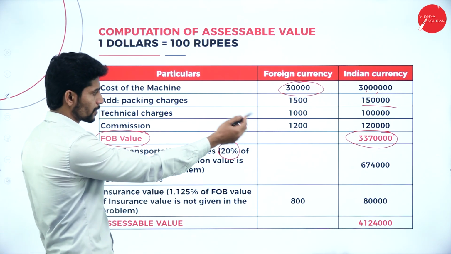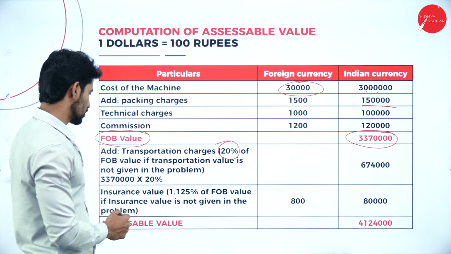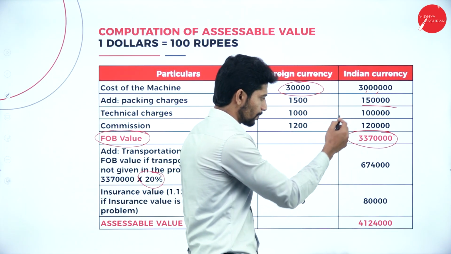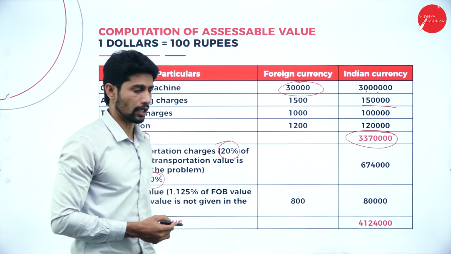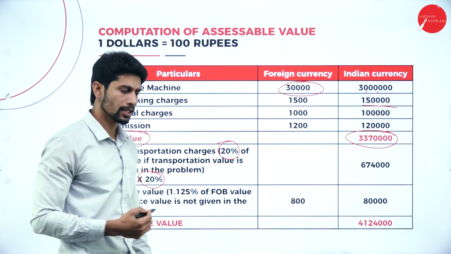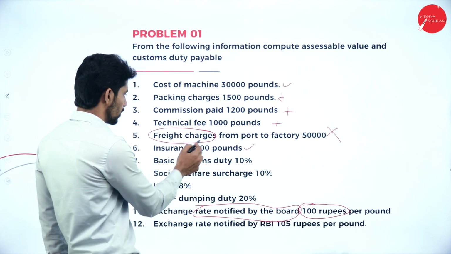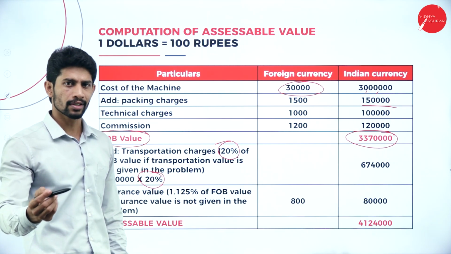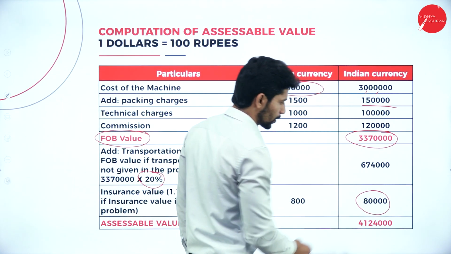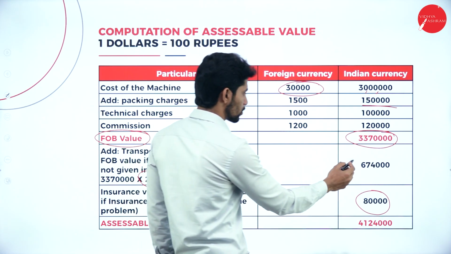So FOB value is 33,70,000 into 20%. How much will you get? You will get 6,74,000. Next, insurance value. Insurance value is given in the problem, right? You can see here insurance value is given 800 pounds. So we'll be considering the given value, 800 pounds into 100. You will get 80,000.